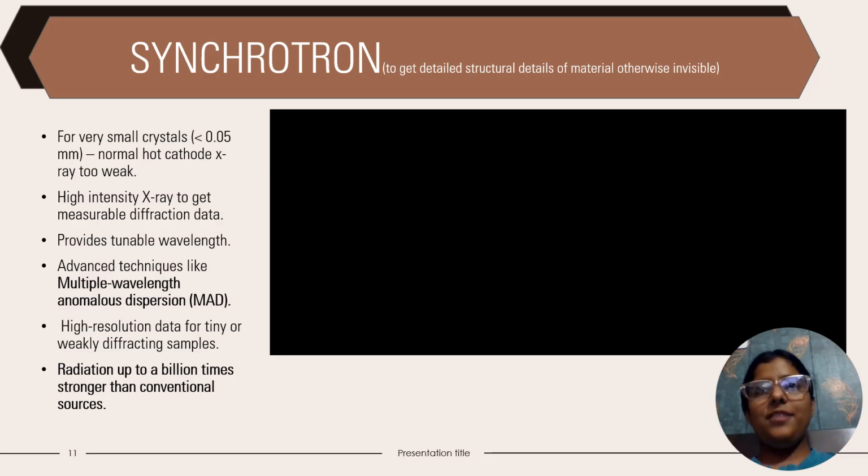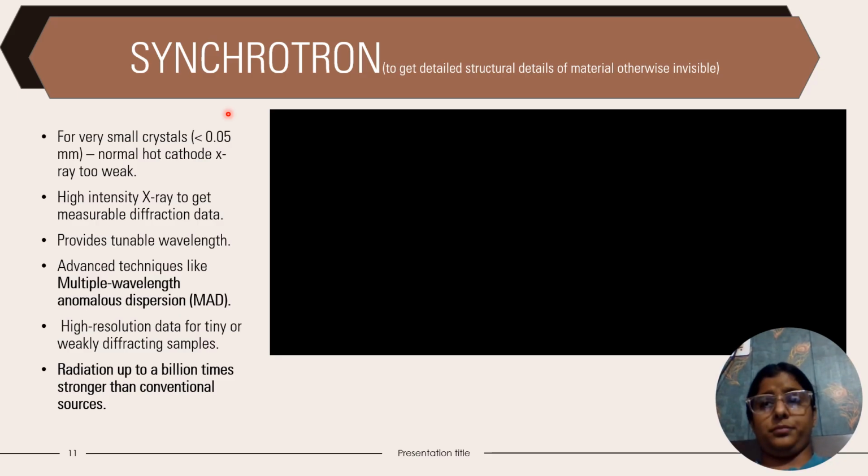So now that we have talked about the conventional X-ray sources like the cathode ray tube in very early slides and rotating anodes, let's move to something which is more powerful, and that is the synchrotron radiation source. So what exactly is a synchrotron? A synchrotron is a huge circular accelerator where electrons are accelerated to nearly the speed of light, and these high speed electrons are made to travel in a circular path using a very strong magnetic field.